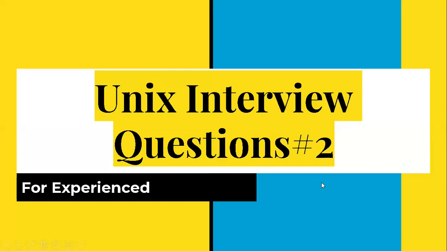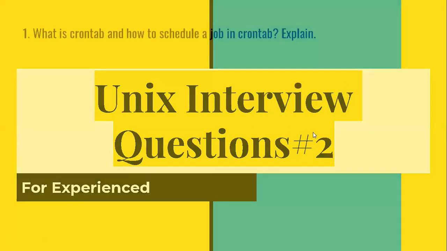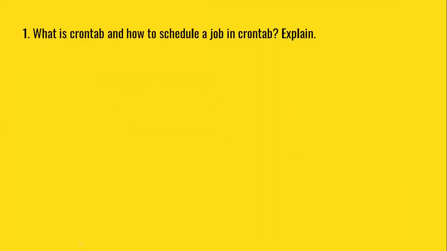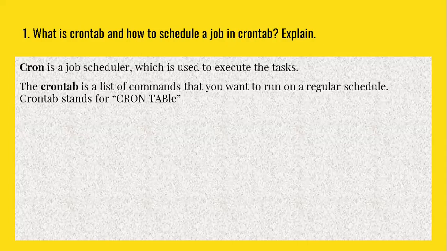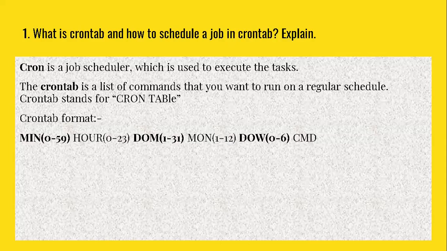What is cron and how do you schedule a job in crontab? Cron is a job scheduler which is used to execute tasks. Crontab is a list of commands that you want to run on a regular schedule. Crontab stands for cron table. The crontab format is minute, hour, date of month, month number, day of week, and command. The command is wherever the file location or script location is mentioned. So that is one of the syntaxes.